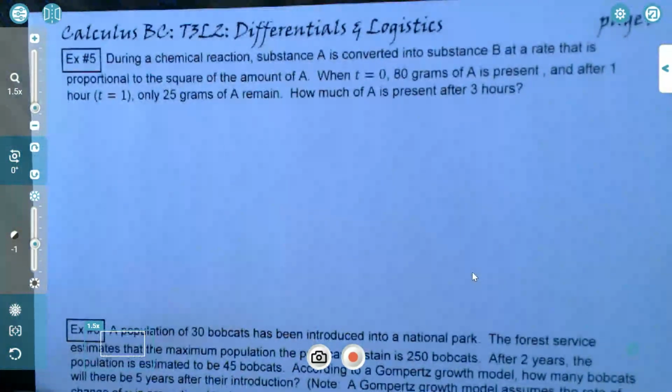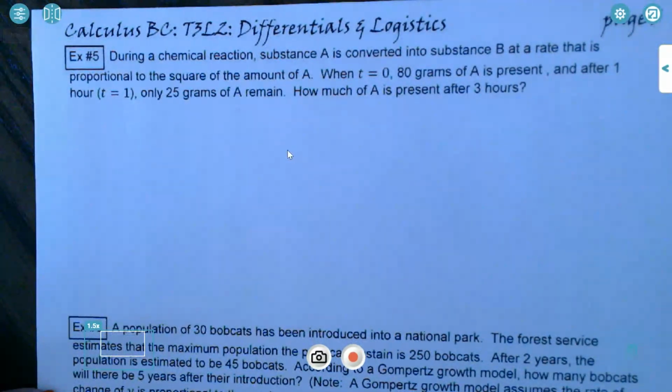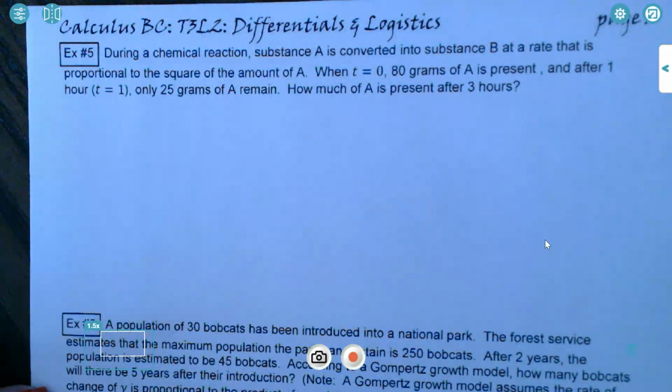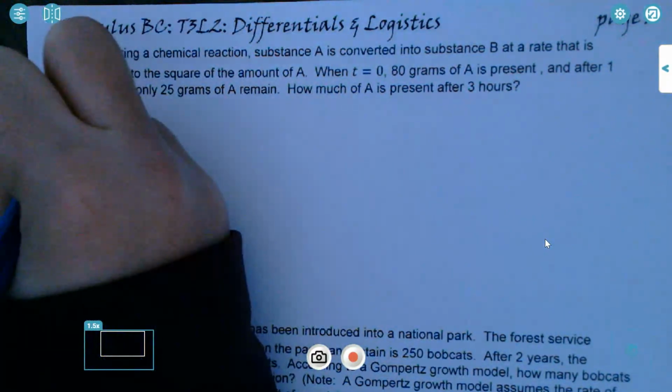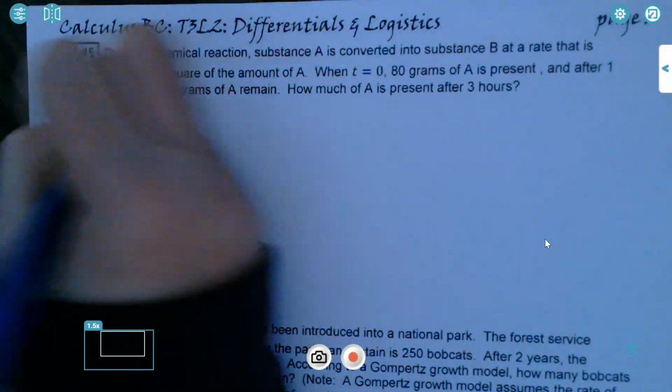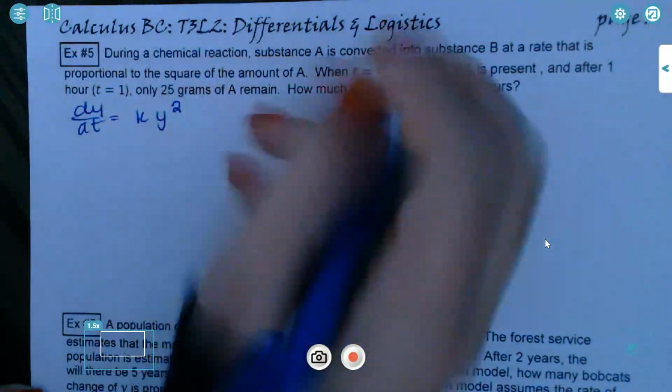All right, so let's see what we got. During a chemical reaction, substance A is converted into substance B at a rate that is proportional to the square of the amount of A. So that's going to give us the relationship. dy/dt is going to be the square of the amount.